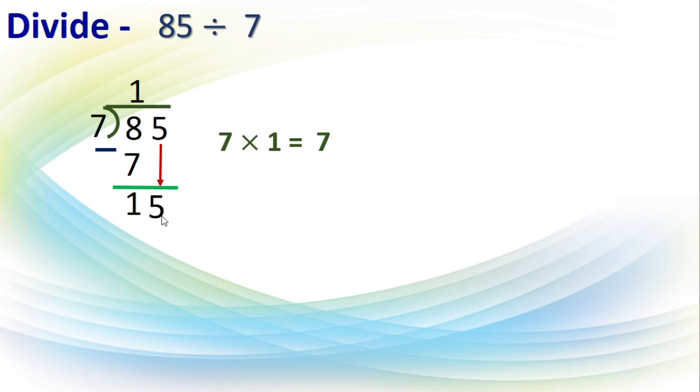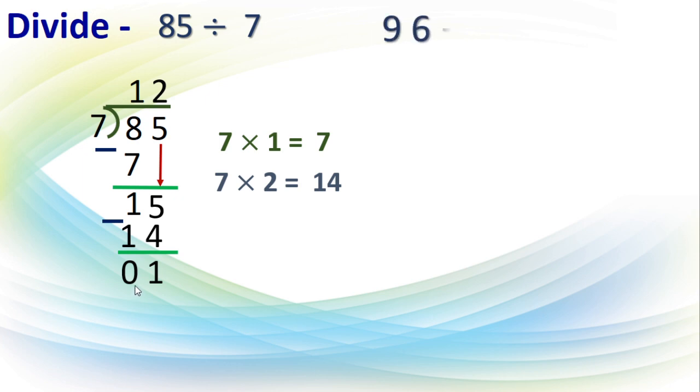Now, we will divide 15 by 7. Okay. 7 ones are 7, 7 twos are 14, and 7 threes are 21. Isn't it? So, what will we do? 7 twos are 14, we will take. Minus. Okay. 15 minus 14 is equal to 1. Yes, dear children, you got this. Whenever the first number is bigger than the given divisor, we will go through the sum like this. Okay.